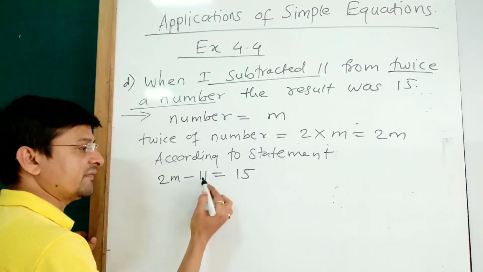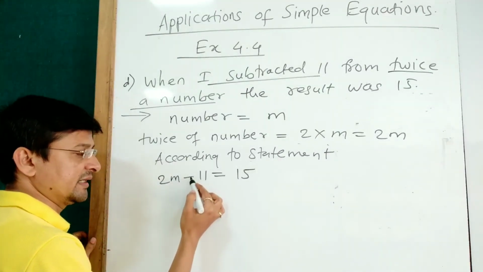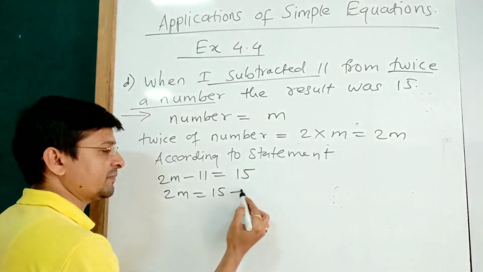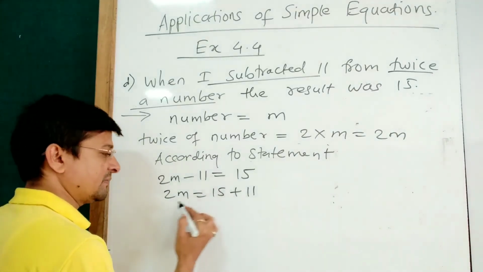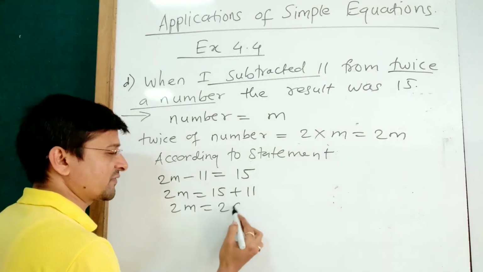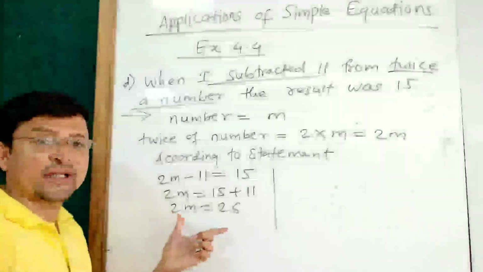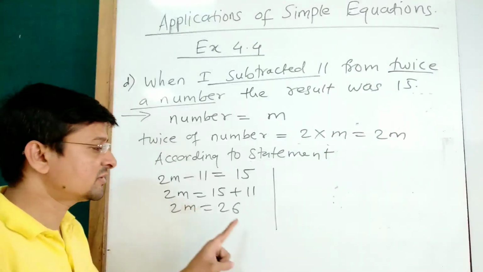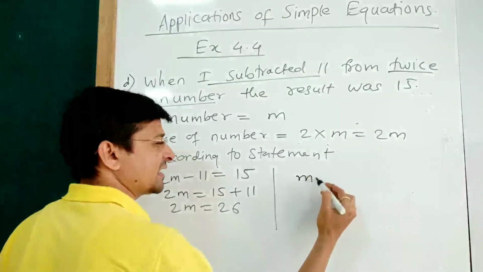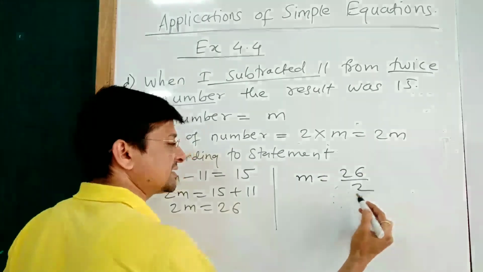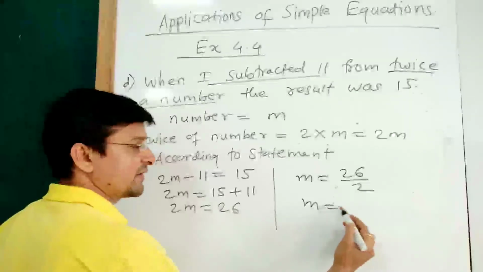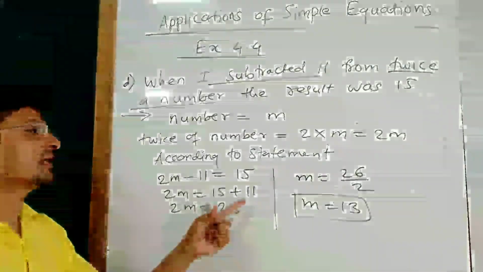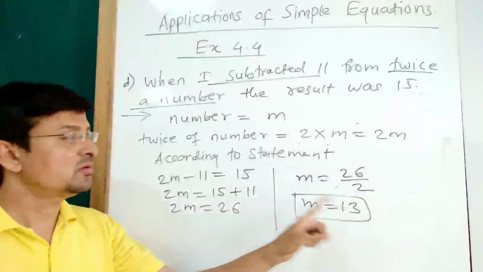Here 11 is minus on the left hand side, it becomes plus on the right hand side. So it is equal to 15 plus 11. 15 plus 11 is equal to 26. Now to find the value of m, we shift this 2 from the left hand side to the right hand side. So here we get m is equal to 26 upon 2, and 26 upon 2 means 13. So the number is m equal to 13.